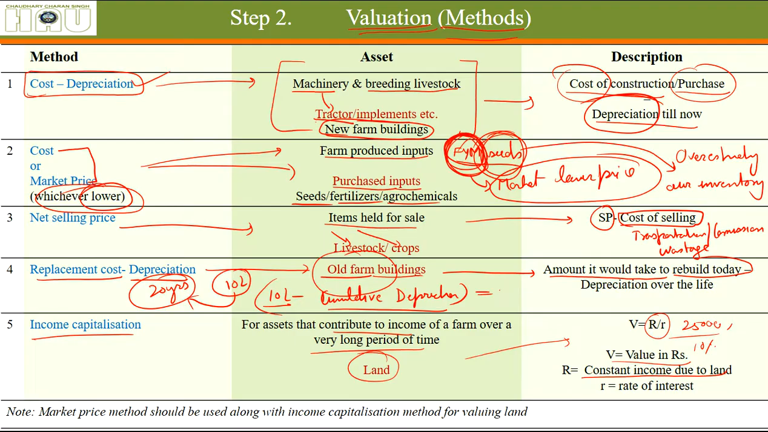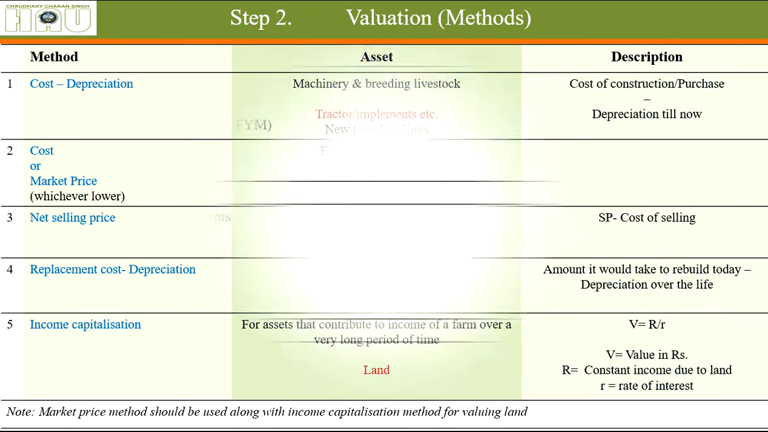So out of all the valuation methods, there is one typical thing that is still remaining, which you are not able to get yet, that is depreciation. How do we calculate depreciation for different types of assets? We'll be learning later on. And there is a note here, market price method should be used along with income capitalization method for valuing land. So it's good we have two methods, whichever suits you, you can calculate the value using any of the methods.